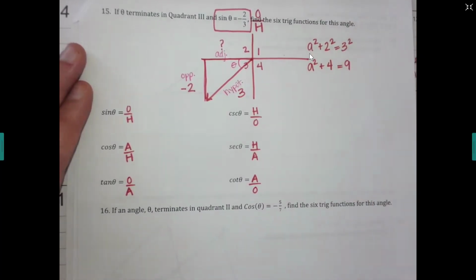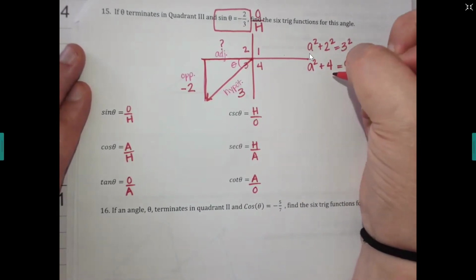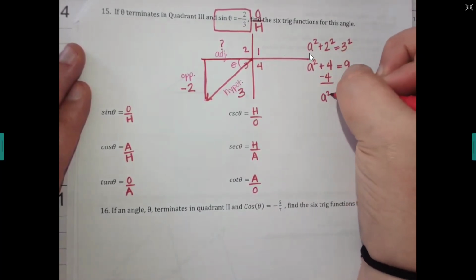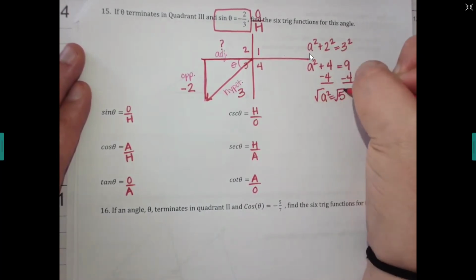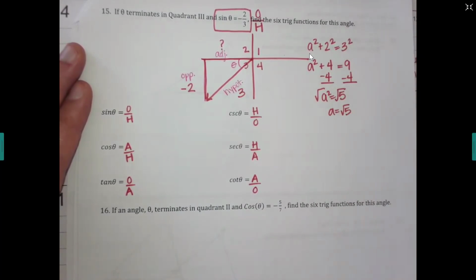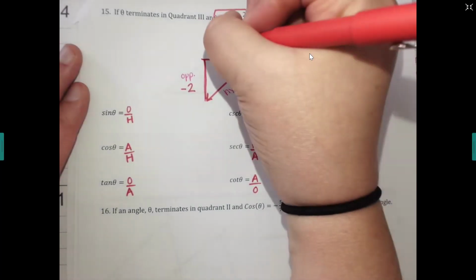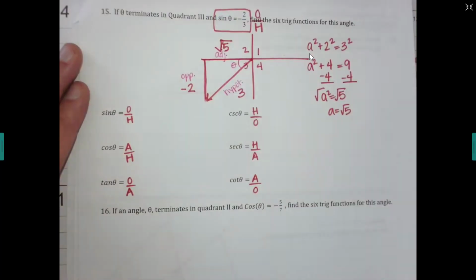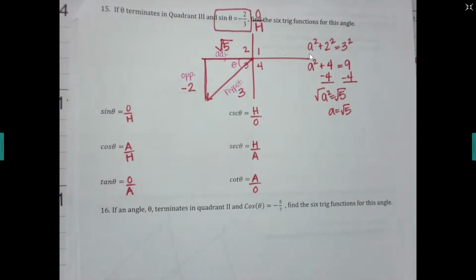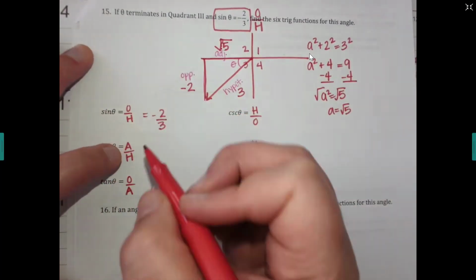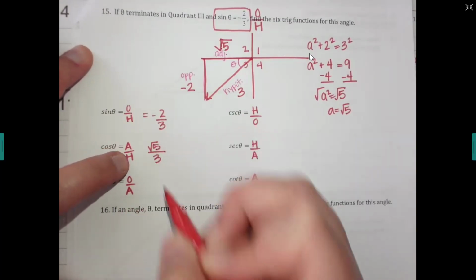What's my next step? Cancel out the plus 4. We need to minus it. 9 minus 4 gives me 5. Which means that A is the square root of 5, which if I could do it, I would, but square root 5 is not a perfect square root, so I'm just going to leave it just like that. So this is going to be the square root of 5. And then from there, I can fill in my SOHCAHTOA. So sine is O over H. Cosine is root 5 over 3.